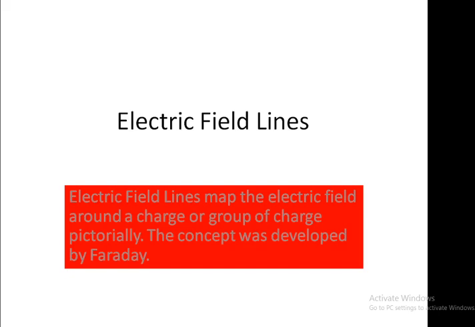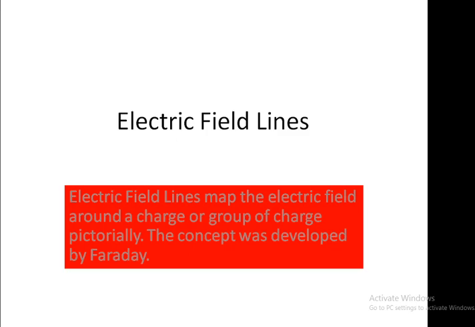Today I am going to discuss the concept of electric field lines. As you know, in the last class we discussed the electric field and the electric field intensity. Electric field is a space around a charge or a group of charges, and electric field intensity is a mathematical quantity used to measure the strength of the electric field.